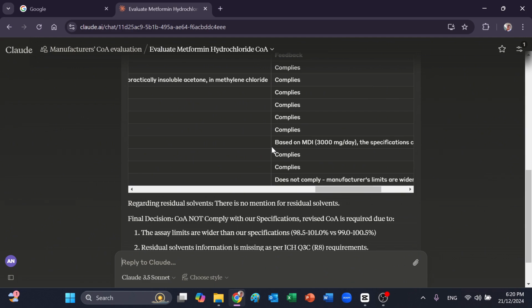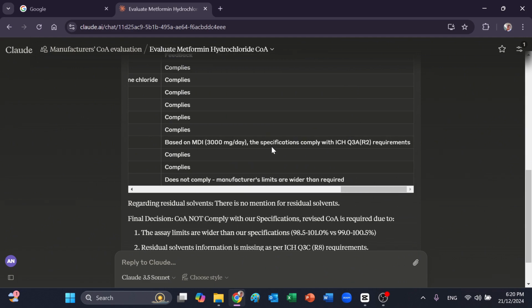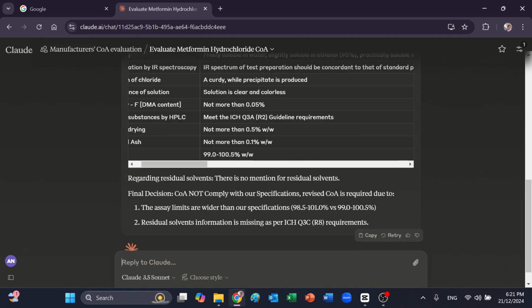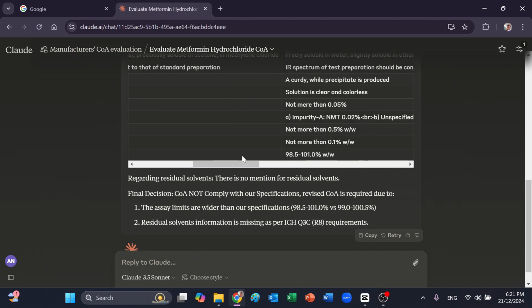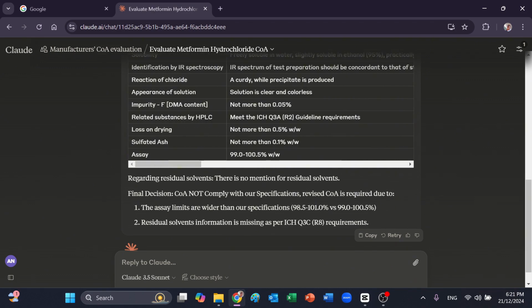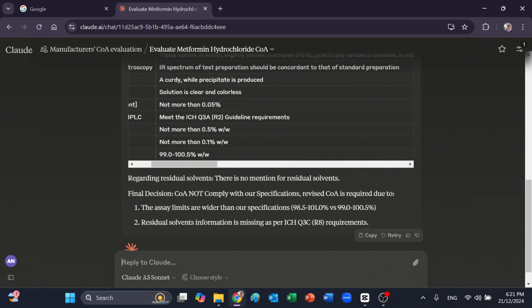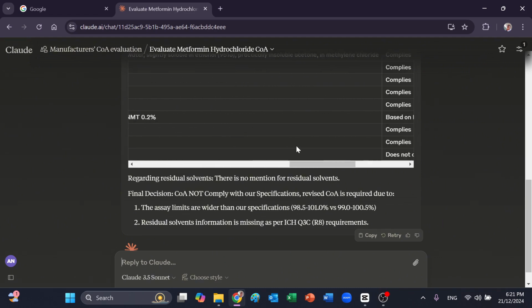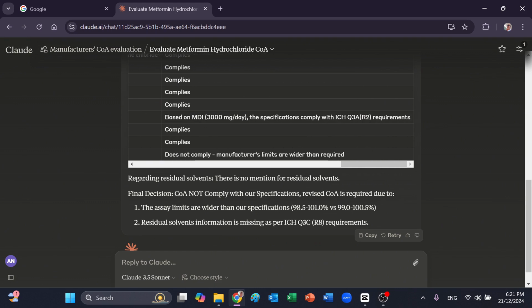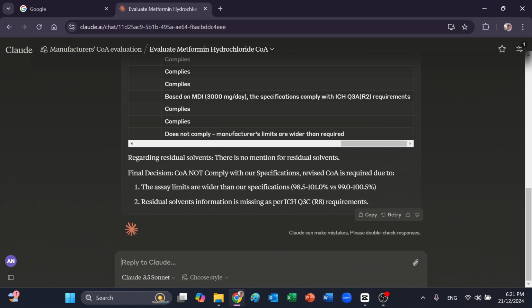In the manufacturer's certificate of analysis, these specifications are out of limit, and that is the evaluation of the Claude project based on MDI, or maximum daily intake, 3000 mg per day. The specification complies with ICH guideline requirements. Regarding assay, our specification is 99 to 100.5, the supplier's is 98.5 to 101. So the manufacturer range is wider than our specification, so it doesn't comply. The manufacturer limits are wider than required, so there are two problems here.